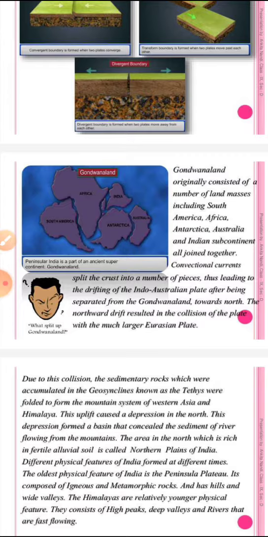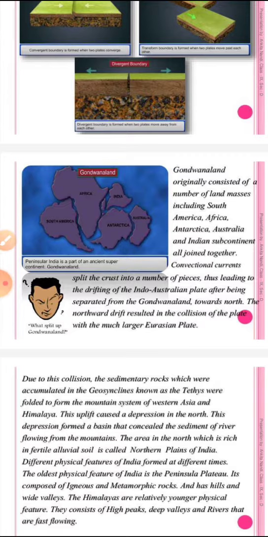Regarding the formation of major landforms of our country, as per the theory, there were two ancient landmasses: Angaraland in the north, or if you want you can call it the Eurasian plate, and Gondwanaland in the south, or if you want you can call it the Indo-Australian plate. These two plates were separated by a geosyncline, a shallow sea named Tethys.